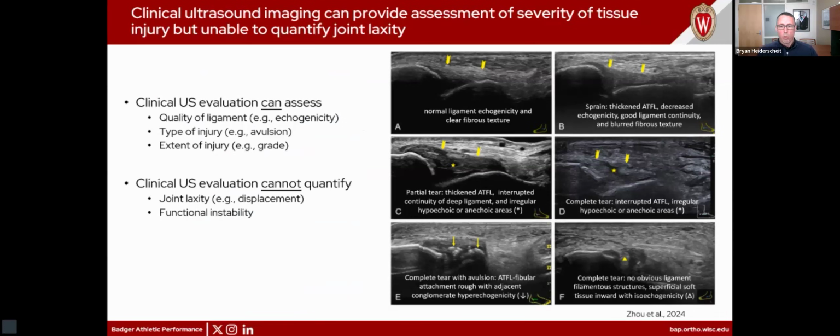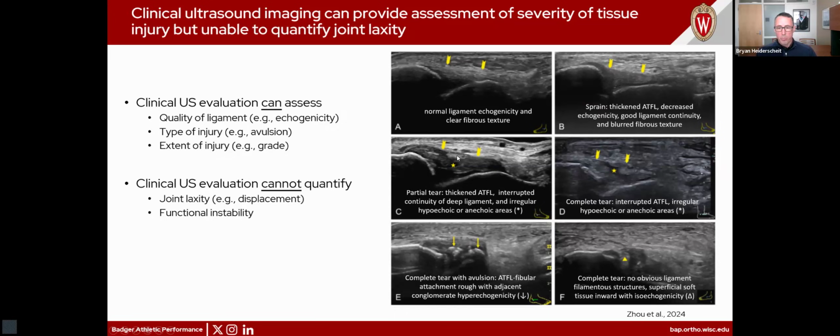in the upper left in the A panel, where we can see normal ligament echogenicity and clear fibrous texture between those two structures again for the ATFL. Versus if we look at in B, where we have a mild sprain, you can see a little bit of thickening that's begun to present in the ATFL. Echogenicity is a little bit reduced in that region, but good ligament continuity. So again, not to the point of being a rupture, but a bit of a sprain, a little bit of tissue damage, blurred fibrous texture, but overall representative of a sprained ligament.